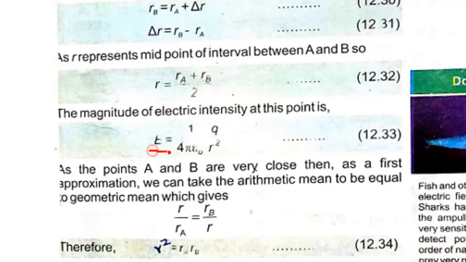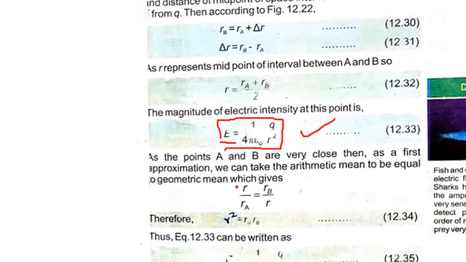Now electric intensity at this point will be 1 over 4 pi epsilon naught Q over R square. To keep electric field constant, we assume that points A and B are very close to each other and delta R is very small. By this approximation, we can say that geometric mean of R and arithmetic mean of RA and RB will be same. First we will find geometric mean of these.